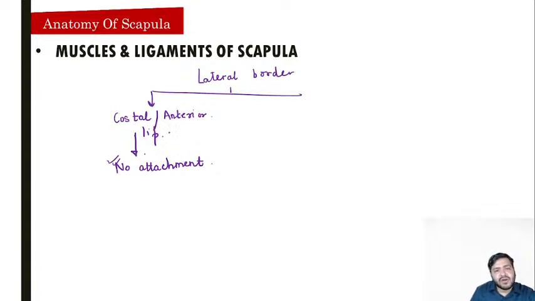So costal or anterior lip, basically there is no attachment, and write down it only acts as a lever to elevate the bone.